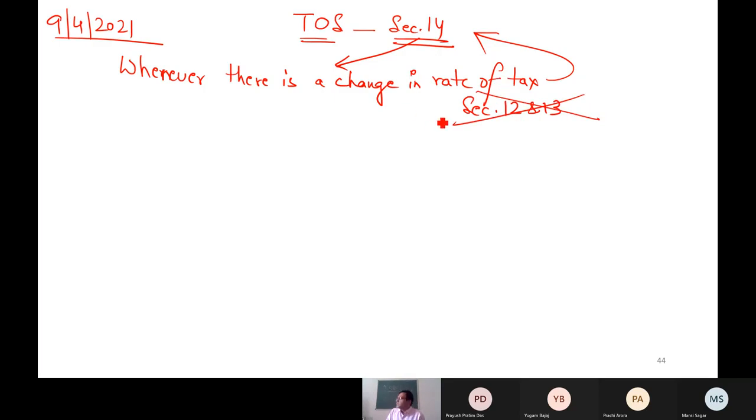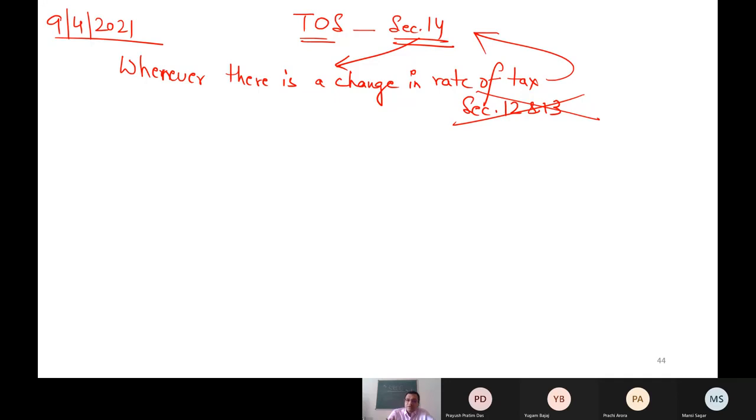Now, how can I say that there is a change in rate of tax? Always the tax rates keep on changing. So can I say that always I need to apply section 14? Answer is no. If the situations have passed, if everything has been done today and tomorrow tax rates are changed, then I'm not concerned about the future. Similarly, when everything is being done today and tax rates were changed 6 months ago, then I'm not concerned about those tax rates which were there 6 months ago. So technically the point to be discussed here is, when will you say that effectively there is a change in rate of tax for the purpose of section 14?